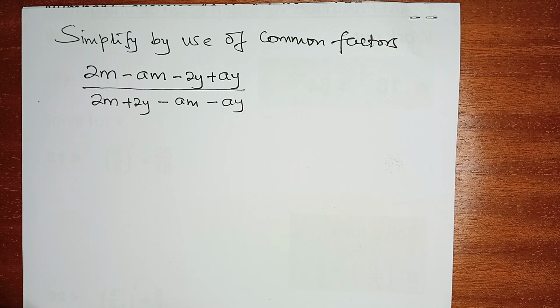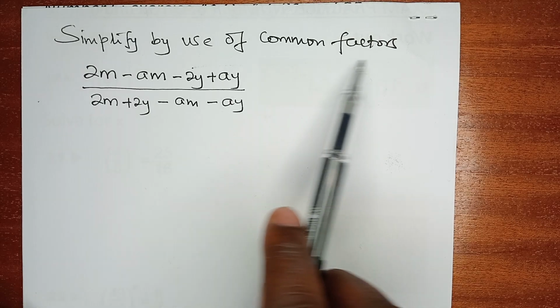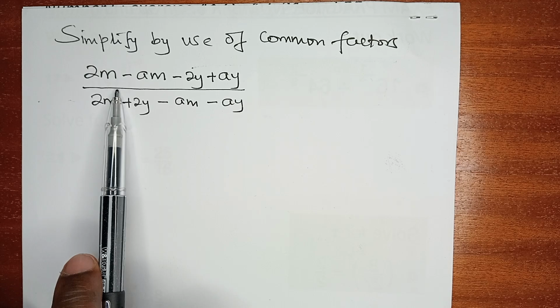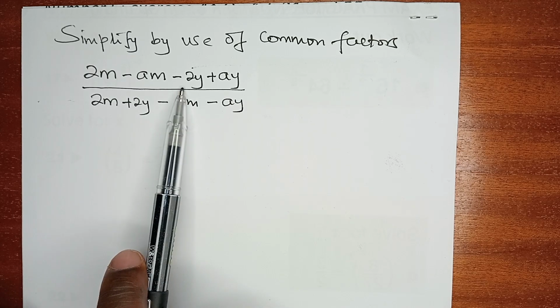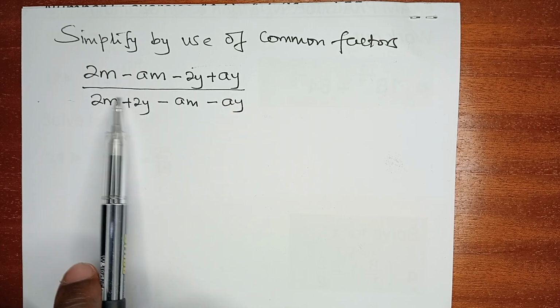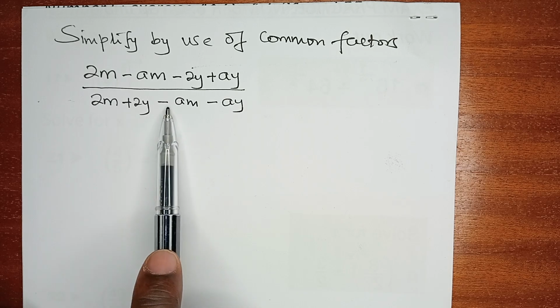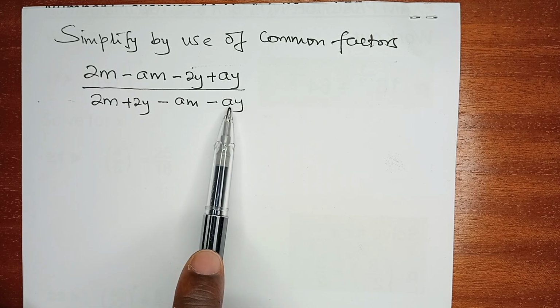In this video, I want us to complete or conclude simplifying algebra, and we are told now to simplify by use of common factors: 2m minus am minus 2y plus ay all over 2m plus 2y minus am minus ay.